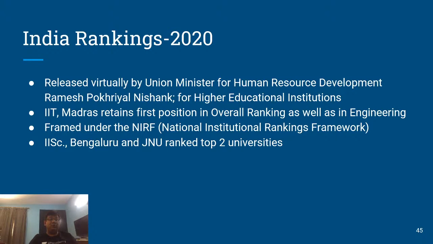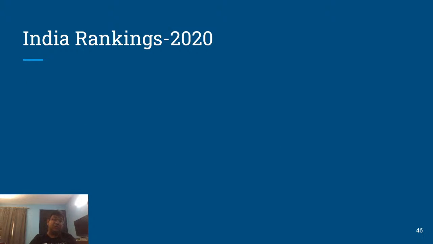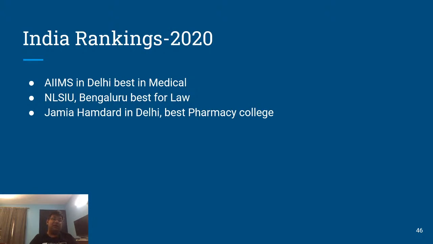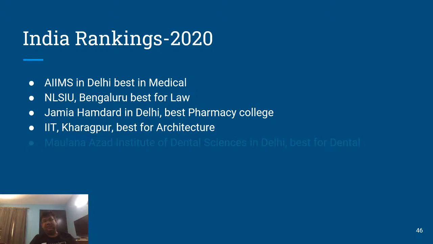So IISc Bengaluru and JNU, which is in New Delhi, have been ranked the top two universities, while Miranda House in Delhi has been decreed as the best degree college. It's an only girls college in Delhi. AIIMS, again in New Delhi, is best for medical, while the National Law School, Bengaluru, is the best for law. Jamia Hamdard in Delhi is best for pharmacy, while IIT Kharagpur is best for architecture. Perhaps not a surprise. Architecture and sciences, they often converge at the same colleges. Jamia Hamdard, I told you, best for pharmacy. IIT Kharagpur in West Bengal, of course.